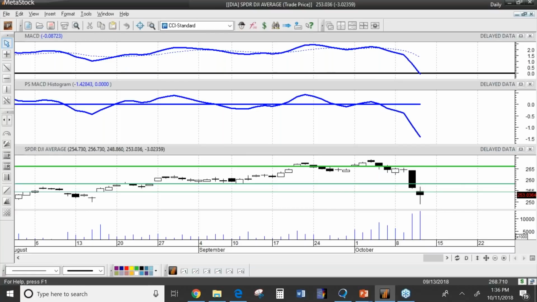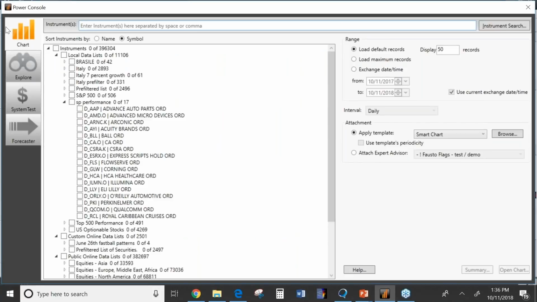Let's go ahead and jump straight into it. If you don't have MetaStock, this is our Power Console. Here's where we would open up a chart. Here's where we would do a scan. Here's where we would do a system test.